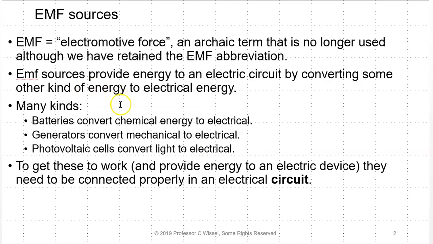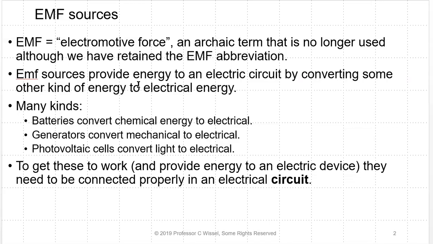Now, EMF sources. The term EMF stands for electromotive force, which is a very archaic term that is no longer used, although we have retained the EMF abbreviation. EMF sources provide energy to an electric circuit by converting some other kind of energy to electrical energy. Many kinds include batteries, which convert chemical energy to electrical, and these are the traditional EMF sources. Generators convert mechanical to electrical. Photovoltaic cells convert light to electrical.